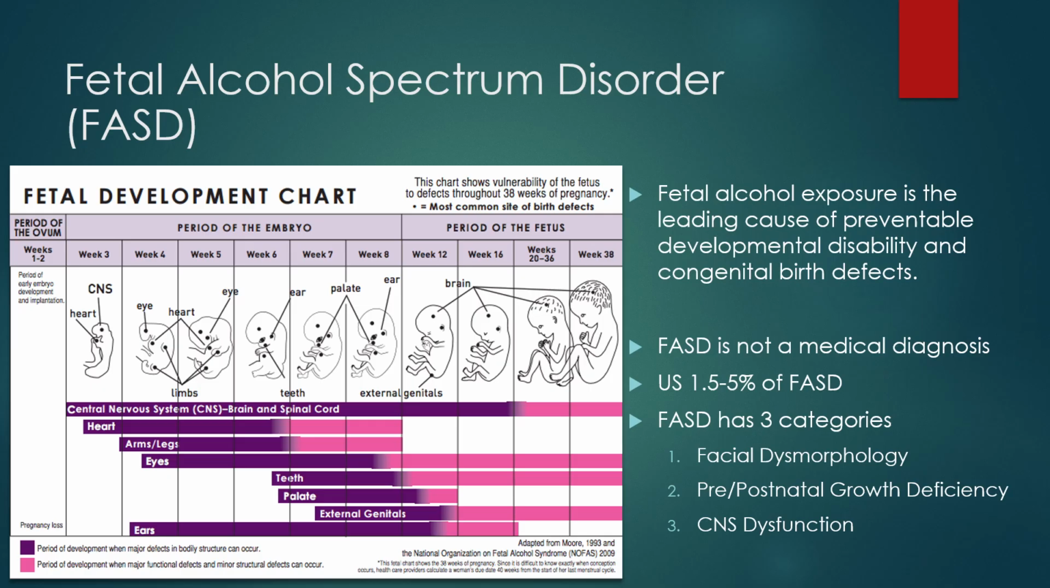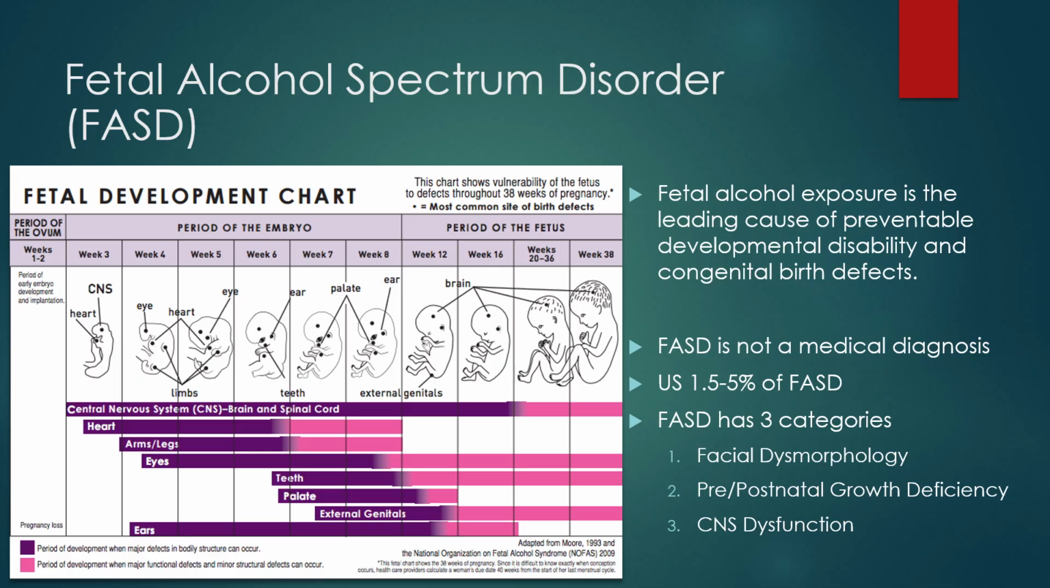So our next one is alcohol. So fetal alcohol spectrum disorder, which is called FASD. Alcohol use during pregnancy is currently a fast-growing healthcare challenge in the U.S. Even though the risks of developmental disability and birth defects are widely known, it's the leading cause of preventable disabilities in newborns. Fetal alcohol spectrum disorder, the FASD, is not considered a medical diagnosis, but it is an umbrella term that describes the effects that alcohol has on a newborn and child.